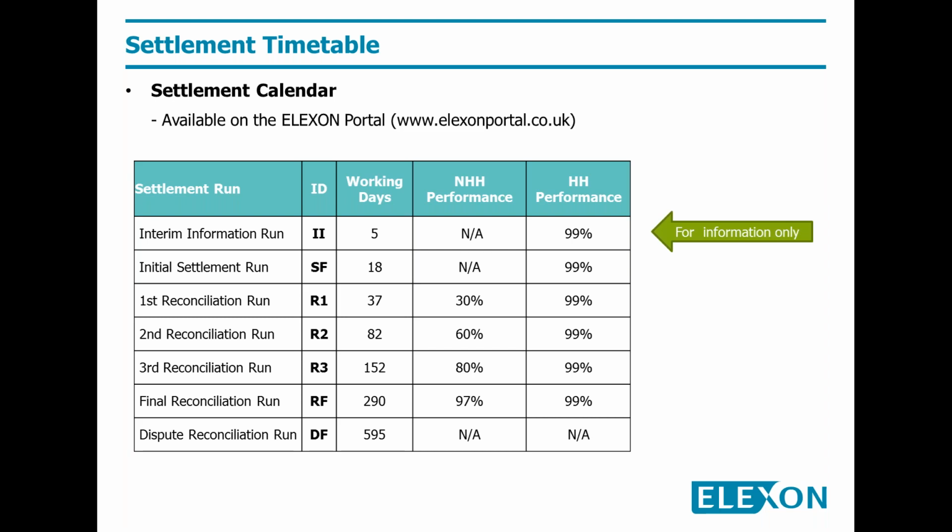The important thing to remember here is that the interim information run is for information only. We do not bill against that. It is only from the SF run that your invoices will be billable. We've also got on there a DF run. So if there is a dispute raised on any of the settlement information, then you can run a disputed reconciliation run, which is up to another, I think, 290 or so working days after the final reconciliation run.